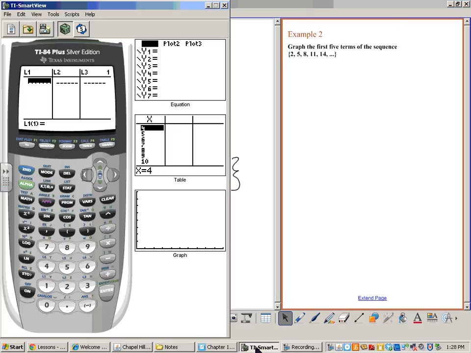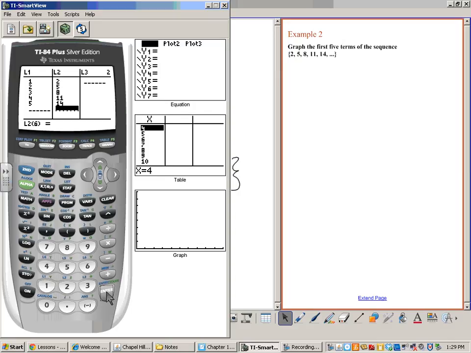That way I can see them. So we have 1, 2, 3, 4, 5 terms that we're going to enter. So I'm just going to go through here and say 1, 2, 3, 4, 5. 5 terms. And now I'm going to enter the terms. So I start with a 2, and then I have a 5, an 8, 11, and 14. And you notice these are the terms from the previous example.